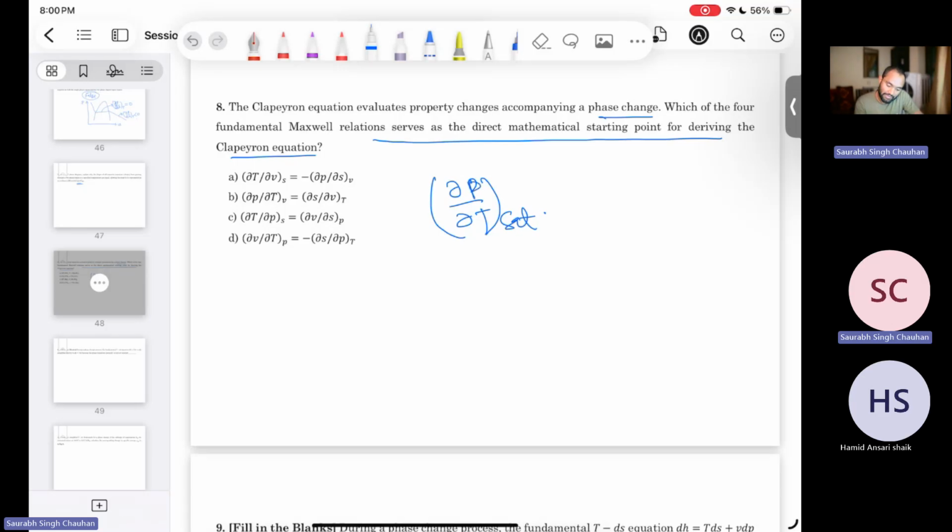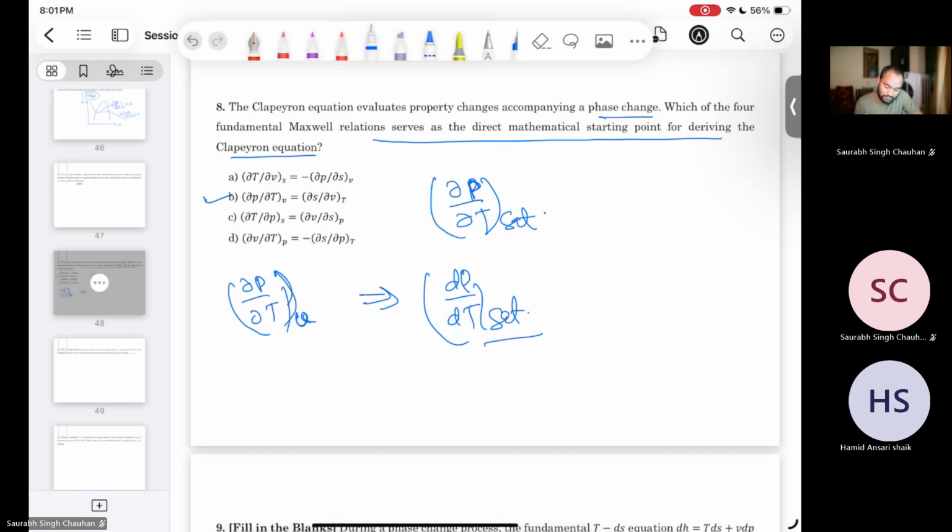So we have to calculate this particular dP by dT at saturation. So it is coming in the second part, right? In the B. Yes, sir. Yeah, it is there. dP by dT at saturation is equal to dou S by dou V at constant T, and it is independent of specific volume. And this second term, dou S by dou V at T, is equal to... what does this become?